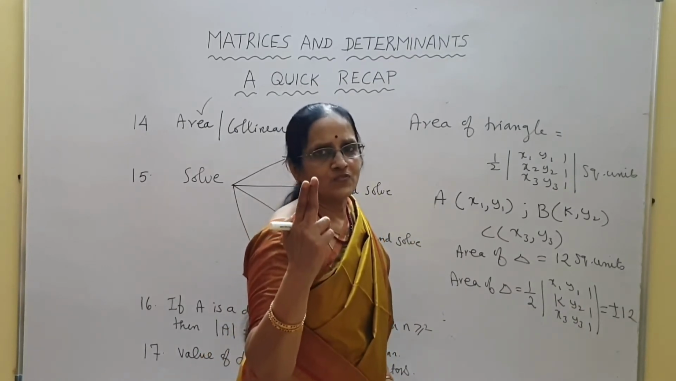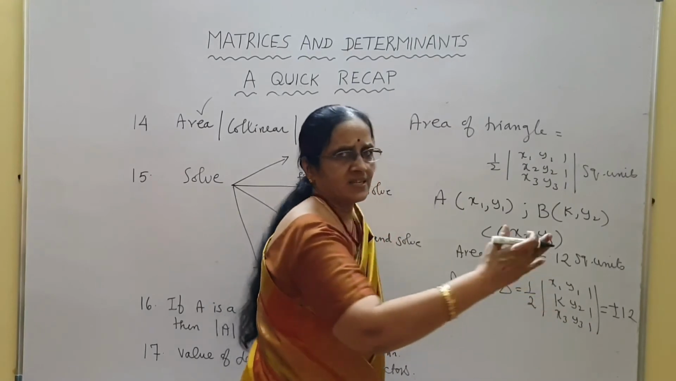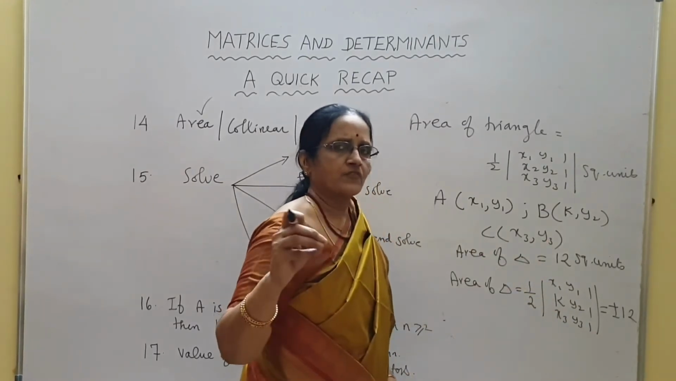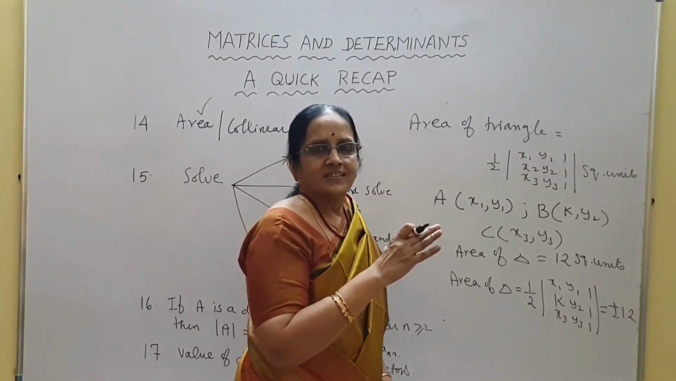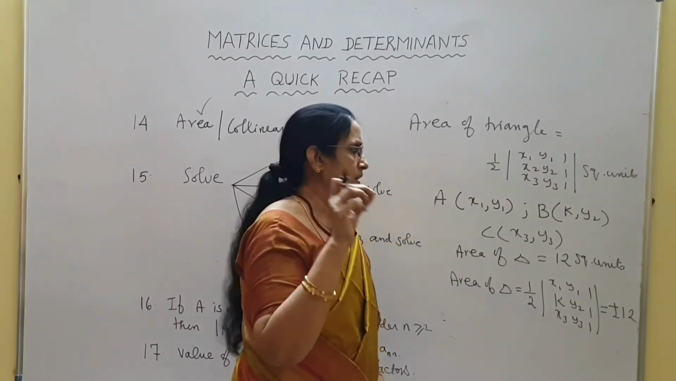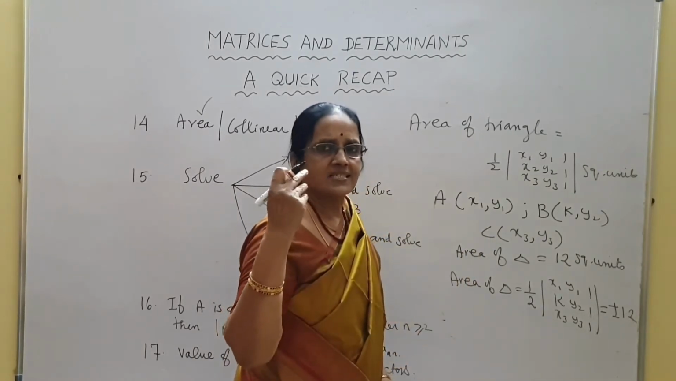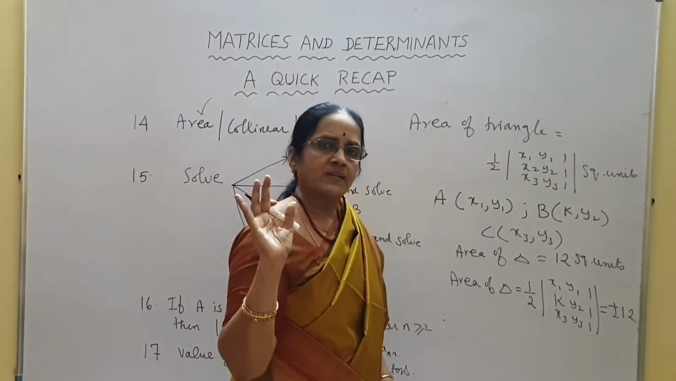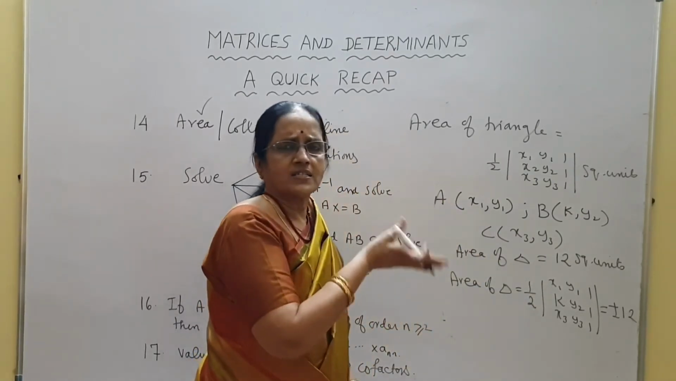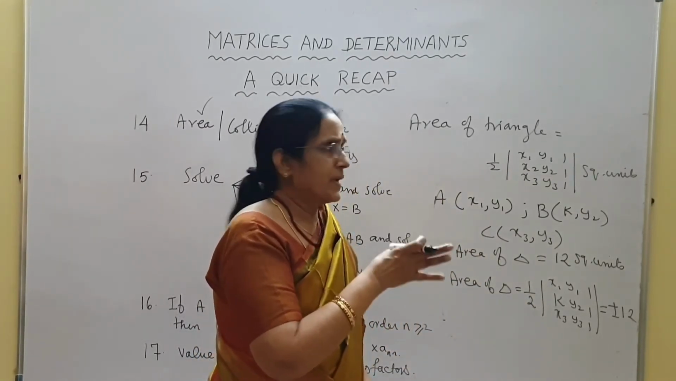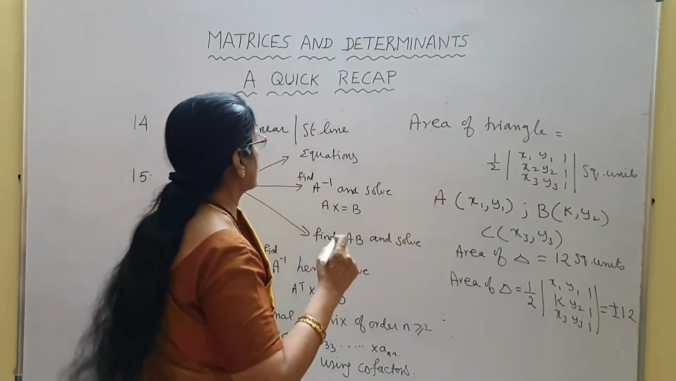You will get two values for k. One is with plus 12, another one is with minus 12. You check up in the rough column whether both the values satisfy or not. Suppose if one particular value is not satisfying this condition of 12 square units, you can just neglect that particular value. Okay, so these are all the different ways of asking questions based on using the area of the triangle.